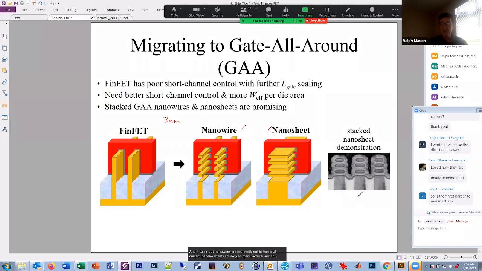And this is just a cross section of what a nanosheet looks like. So the gate totally surrounds the source and drains. These aren't in production yet, but people are moving in that direction.